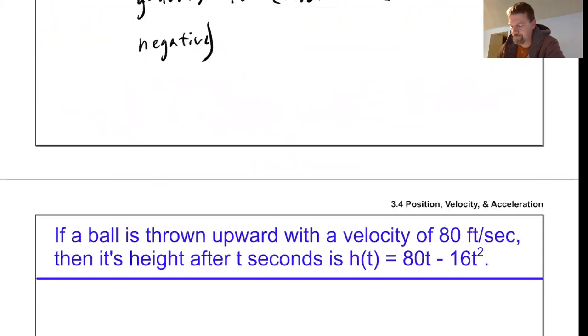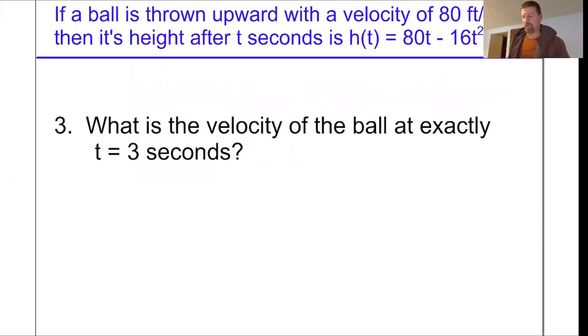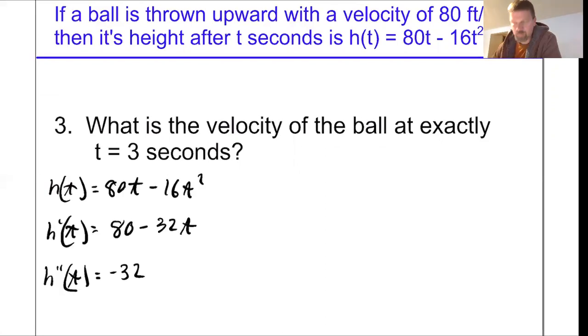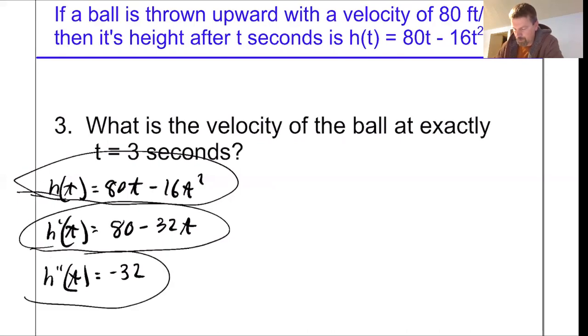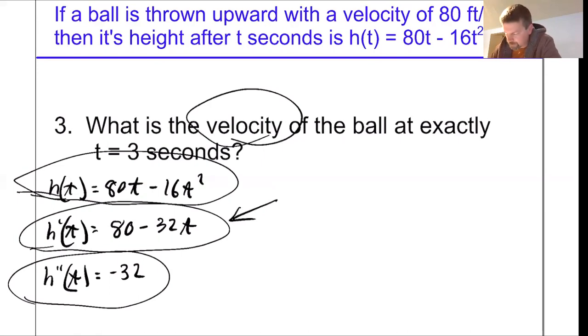All right. Part 3: what is the velocity of the ball at exactly t equals 3 seconds? All right, so I had my 3 functions. I'm going to rewrite them here. This question's asking me the velocity of the ball. Well, the first one measured position, the second one measured velocity, the third one measured acceleration. I'm asking a question about velocity, so I'm just going to use that equation. I'm going to find h prime of 3, the velocity at exactly 3 seconds.